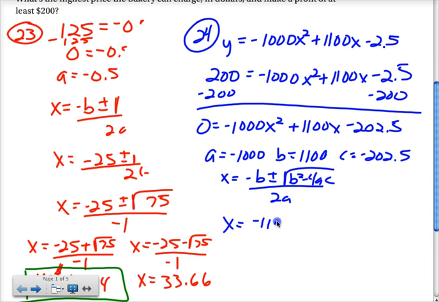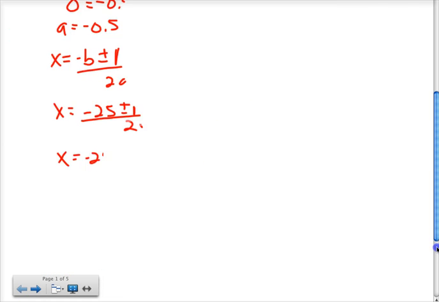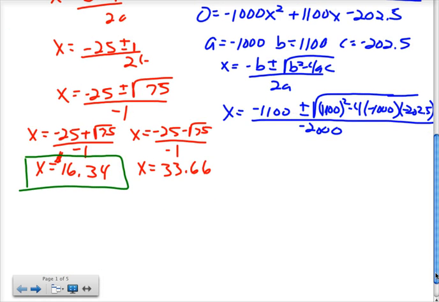So X is a negative 1,100 plus or minus the square root of 1,100 squared minus 4 times negative 1,000 times negative 202.5, all over 2 times negative 1,000, which is negative 2,000. So again, I start thinking, you know, there might be two answers out of this one. They might both come out positive. One might be positive, one might be negative. I'm just going to want positive answers from this.